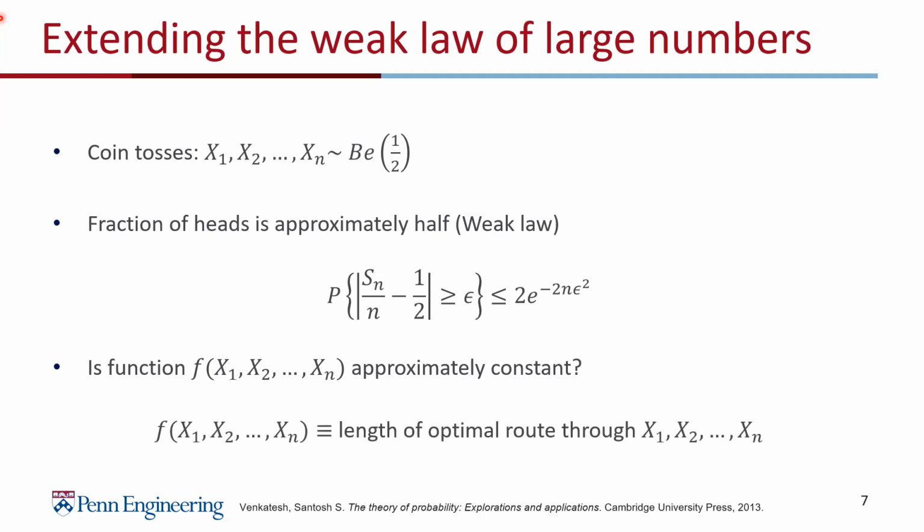The function which you're interested in here is the length of the optimal route through the locations. I want you to think of x1 through xn as the locations on the map. If these locations are sampled according to some distribution, then can we say that the length of the optimal route is approximately constant? And we could definitely say that, because we can make some continuity arguments about f, and I'll go through at a high level some details on how we can make that argument.